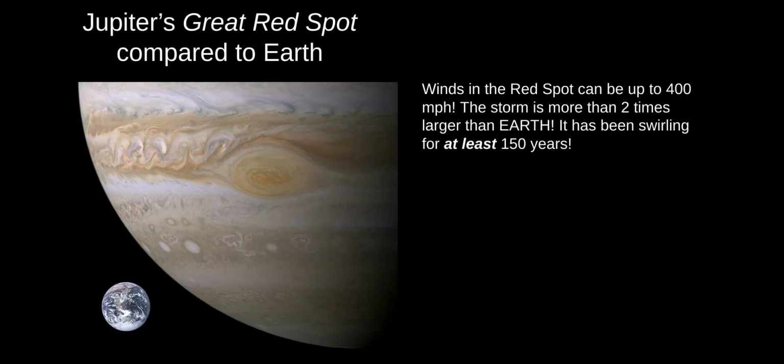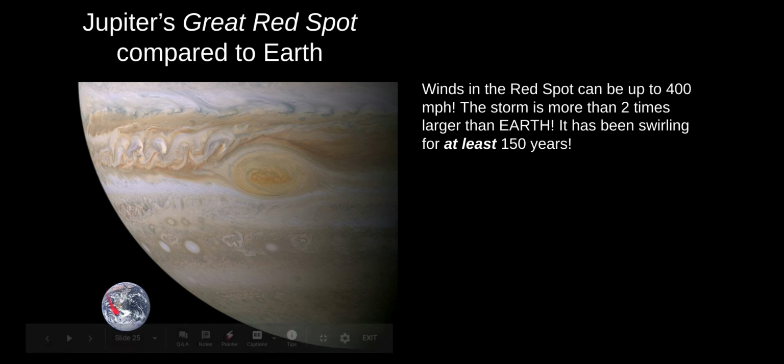The most famous feature on Jupiter is its massive red spot. So the red spot is a storm. It's been brewing and going for at least 150 years. And the winds on the red spot are going up to 400 miles per hour, right? That's faster than hurricanes. And this storm itself is 2 times bigger than the planet Earth.